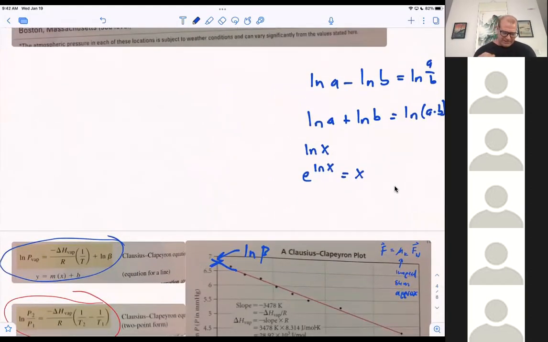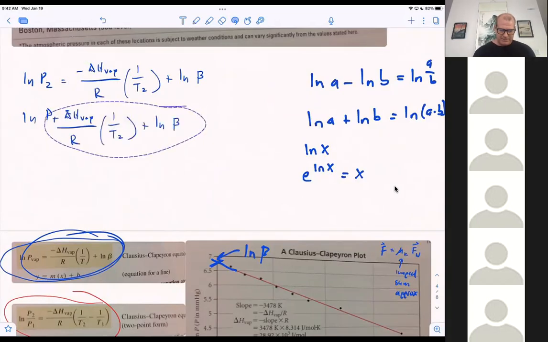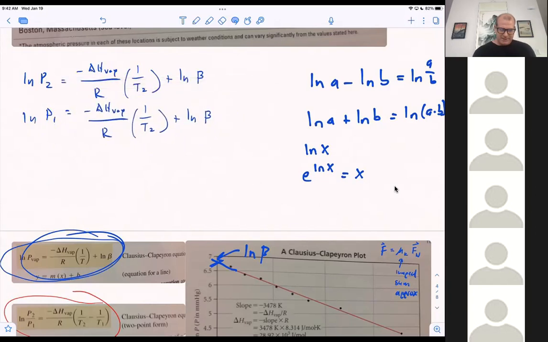So let's write this out. Using this equation here, natural log of P2 equals minus delta H vaporization over R, 1 over T2, plus natural log of beta. And ln of P1. So I'm just taking two pressures, P2 and P1. Same thing. Okay, I'm going to cheat. Nice thing with the iPad, you can cheat. And I'm just going to change it to T1. So I've just written this equation twice. And sorry, let me move this down so you can see it a little better.